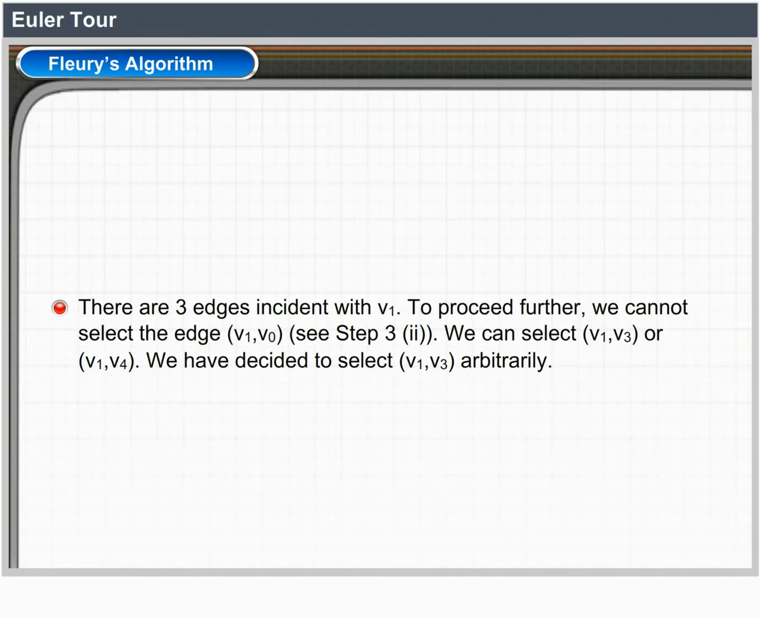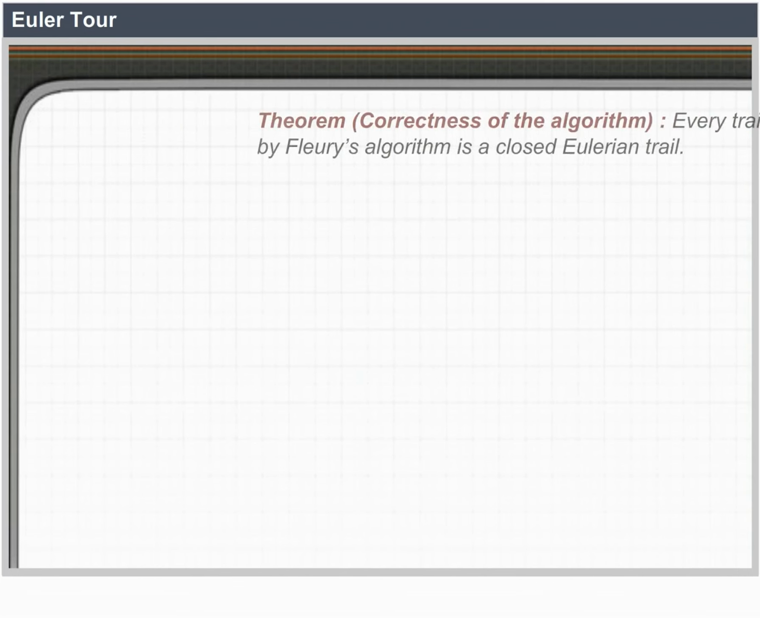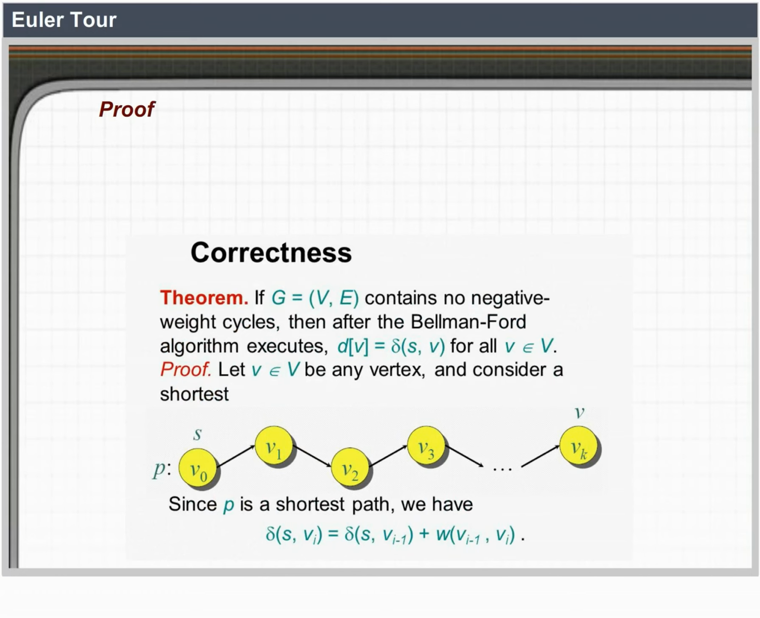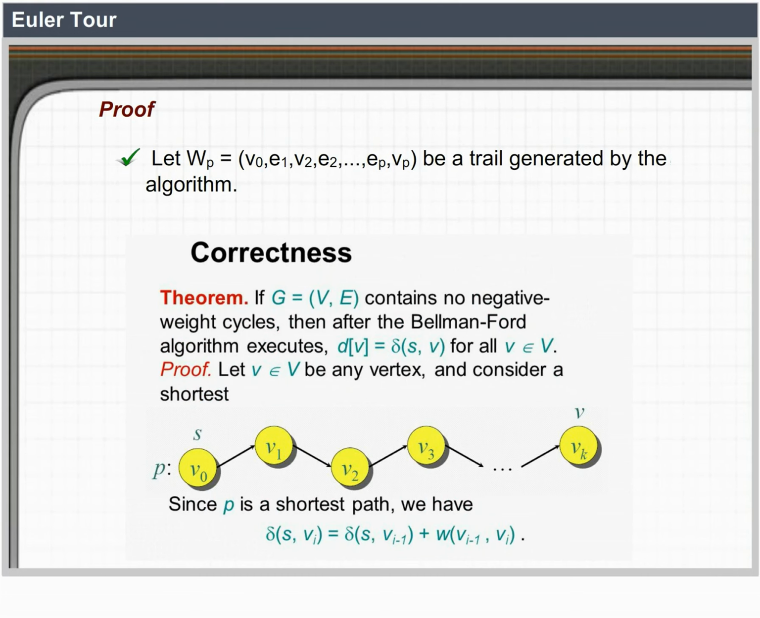Theorem. Correctness of the algorithm. Every trail constructed by Fleury's algorithm is a closed Eulerian trail. Proof. Let Wp equals V0, E1, up to Ep, Vp, be a trail generated by the algorithm.